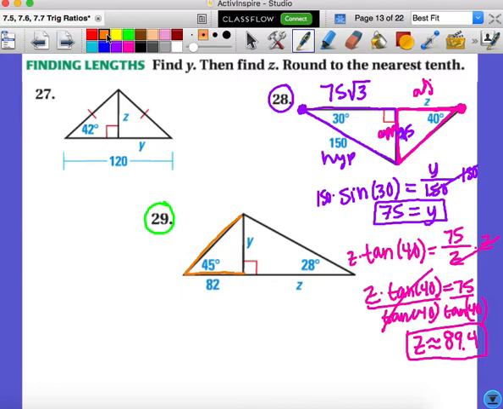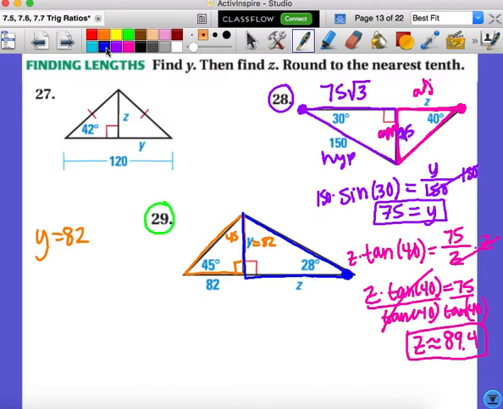Notice that the figure on the left is a 45, 45, 90 triangle. If I recognize that, I don't even have to use a trig ratio. I know that y is also 82, because the two legs are supposed to be congruent in a 45, 45, 90. So I already know that y is 82. Then I'm going to look at this triangle on the right and solve. Now, if we didn't recognize that that was a 45, 45, 90, so the legs were the same, we could have used trig, and your calculator should give you that same answer of 82. So either way, you should get there.